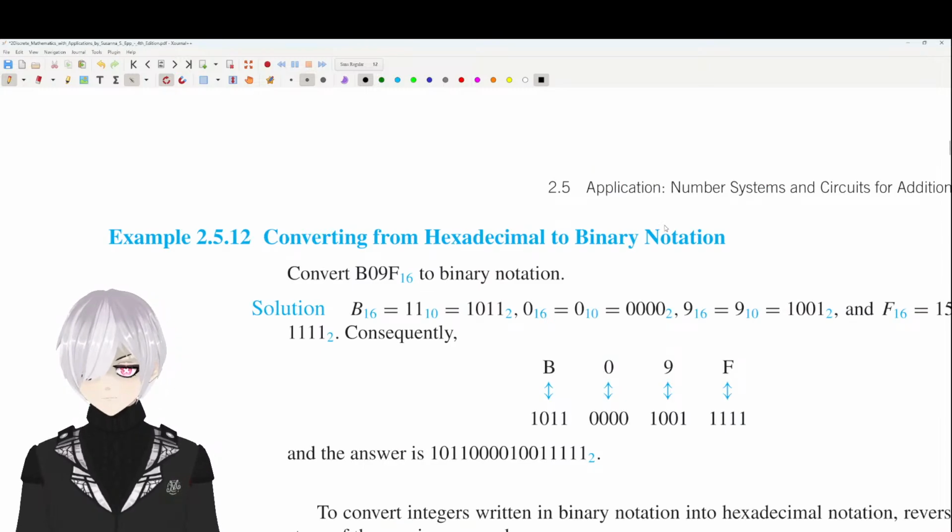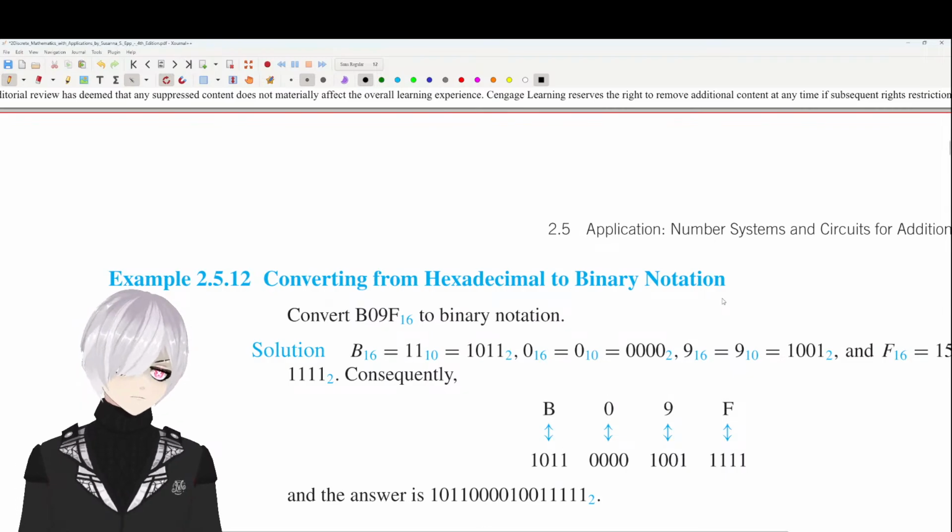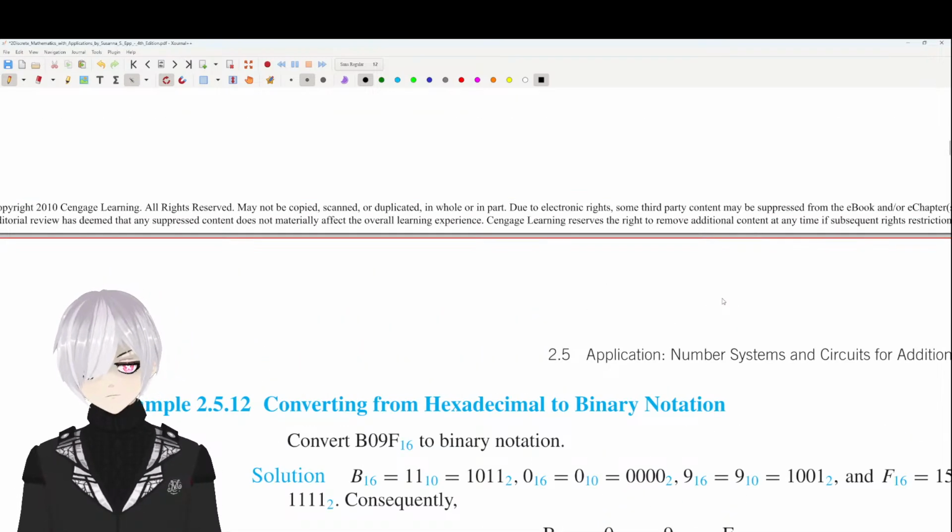So let's see. Converting from hex to binary. Yeah, then they have us do an example.